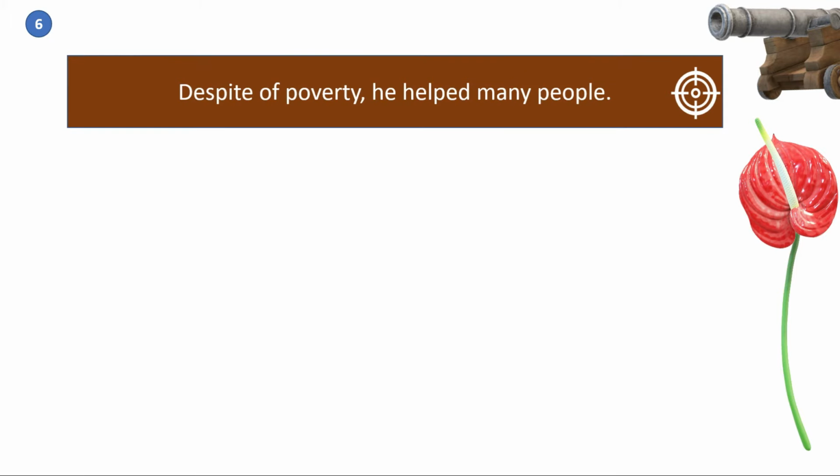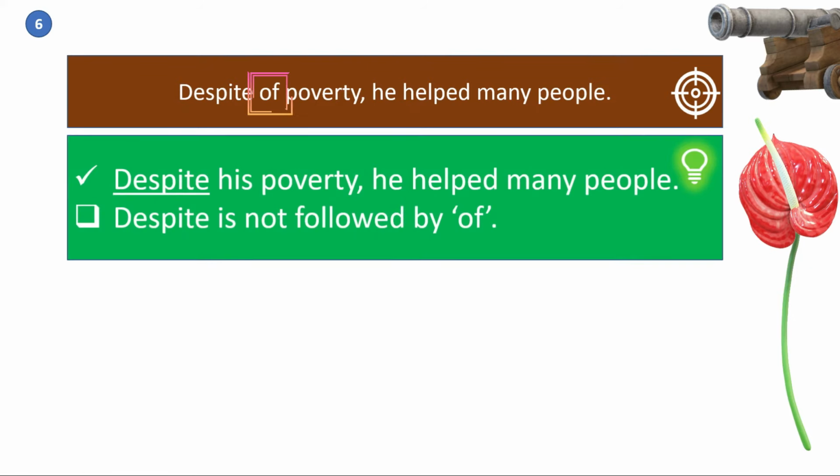Look at this sentence. Despite of poverty, he helped many people. What's wrong here? The problem is with the preposition of here. Actually, despite is a preposition and we cannot use of after that despite. So: despite his poverty, he helped many people.